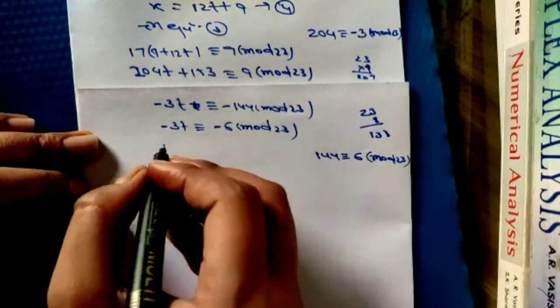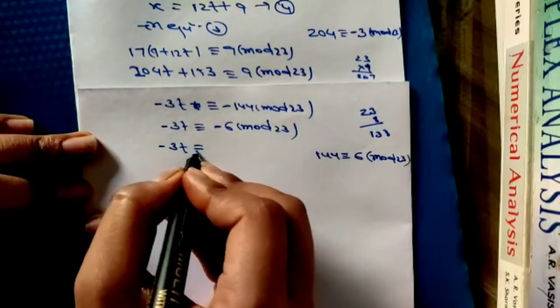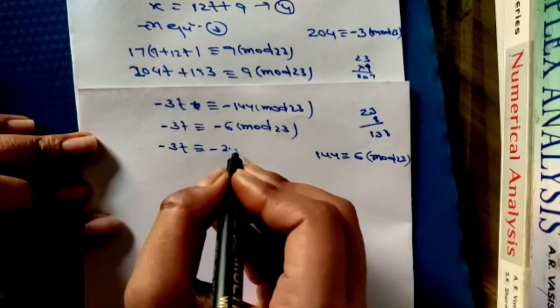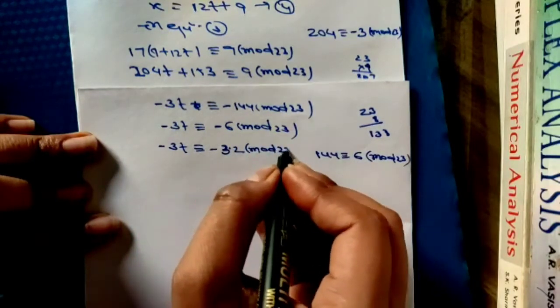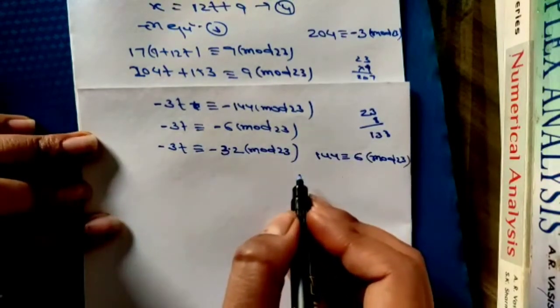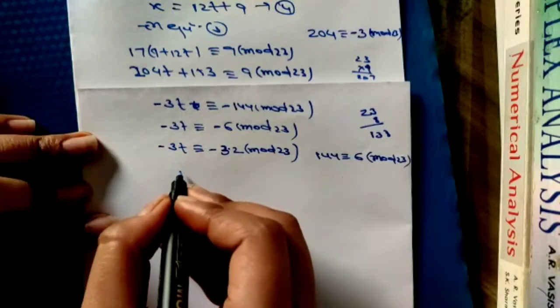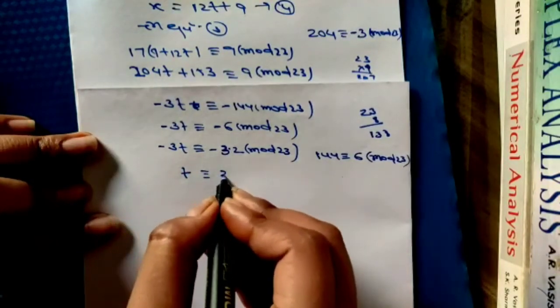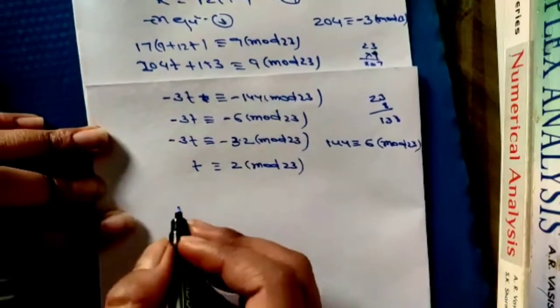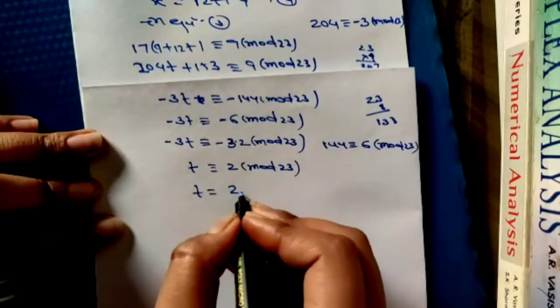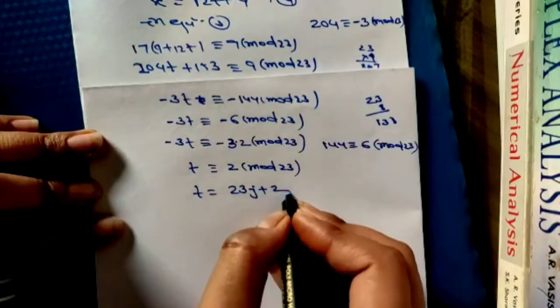Again using the property of linear congruence, that is minus 3 into 2 modulo 23. The GCD of 3 and 23 is 1. So we can get t congruent 2 modulo 23. We can also write it as t equals 23j plus 2.